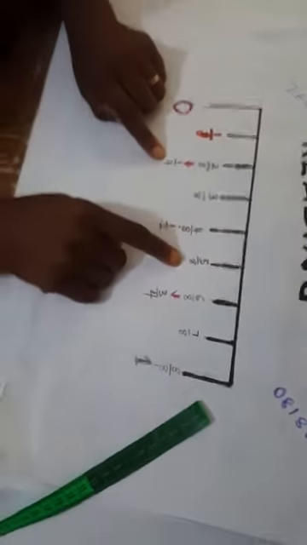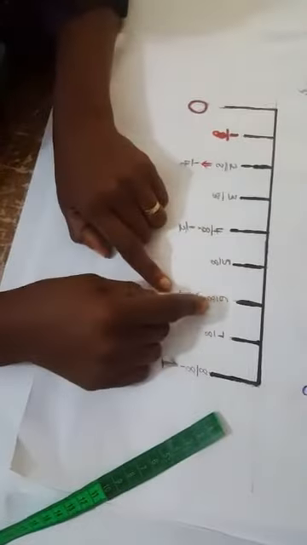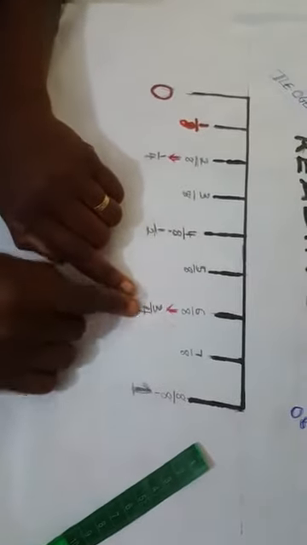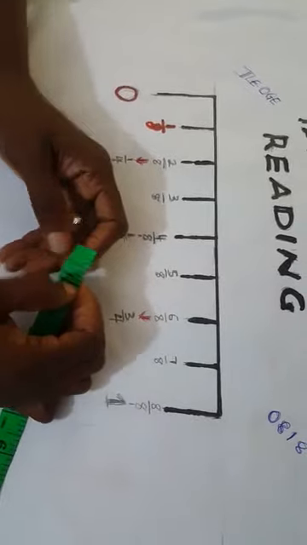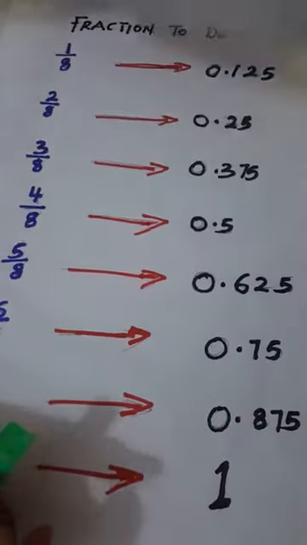We have 5/8, you can't divide it. You have 6/8, that gives you 3/4. We have 7/8, that one too, you can't divide it. So your 8/8, that's 1. That is where you are seeing 1 here. Okay, so that is what we have for that.